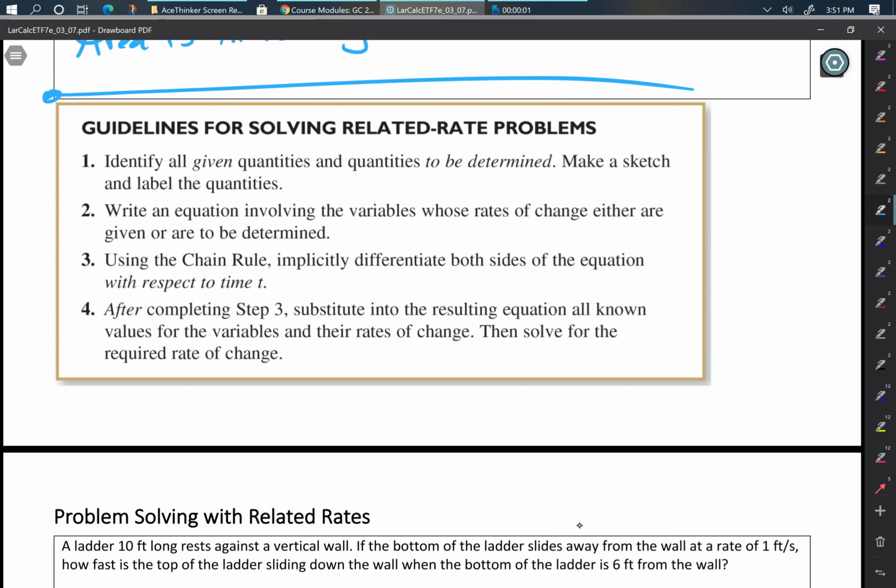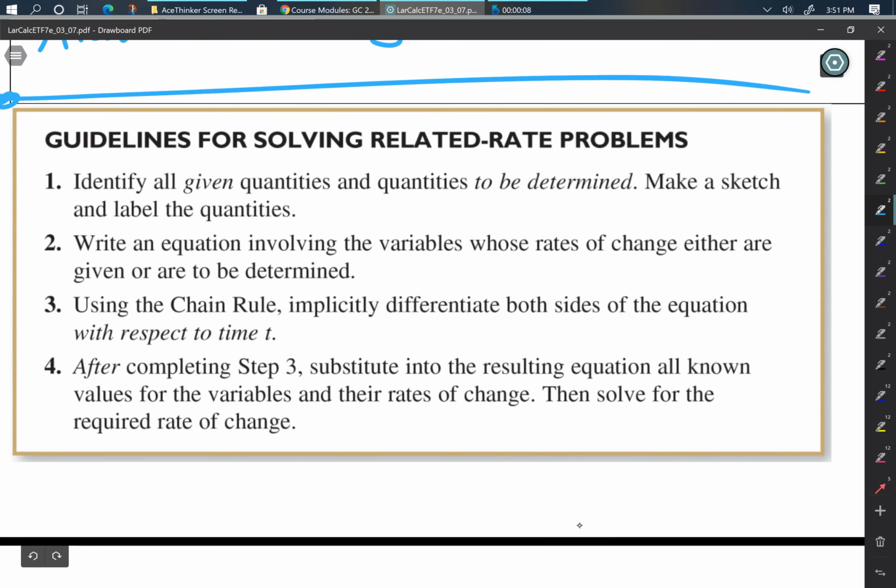All right, so here we go. This is part 2 of section 3.7. We're solving related rates problems, and we're going to take a look at the guidelines, steps we should go through, the process to make this happen. Okay?